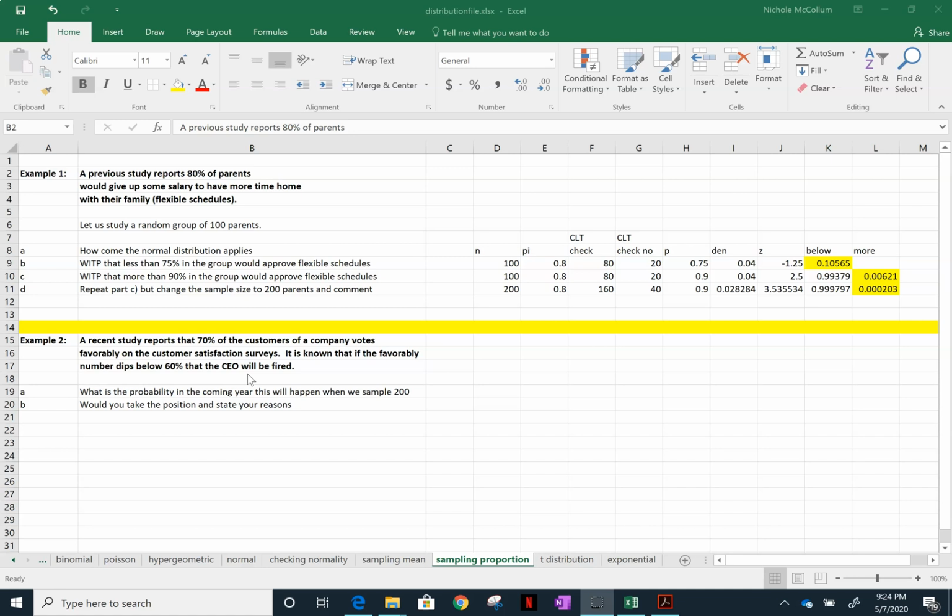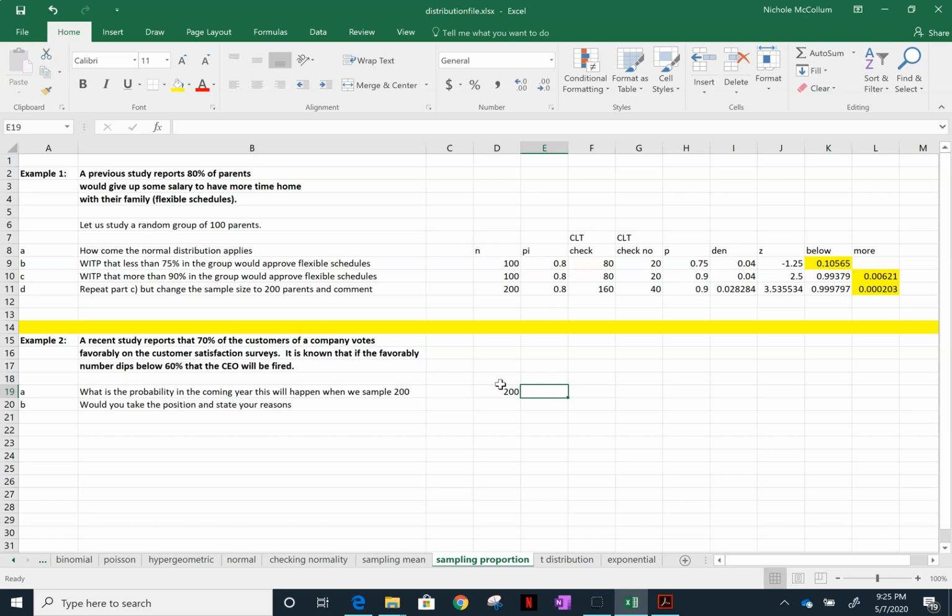So if you're the new CEO, part B, would you want to take this position? Well, it depends. What is part A? What are the odds in 1 year somebody could be fired? Well, I'm going to attack it just like part A. First, I need to know my N. It's 200 because that's the sample size.